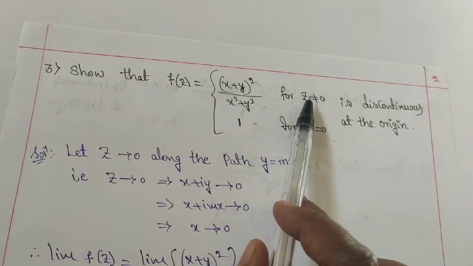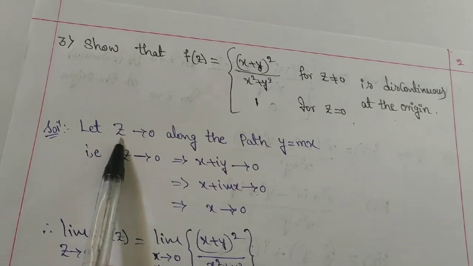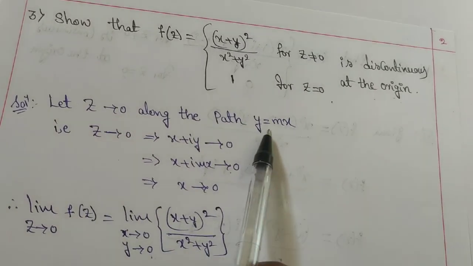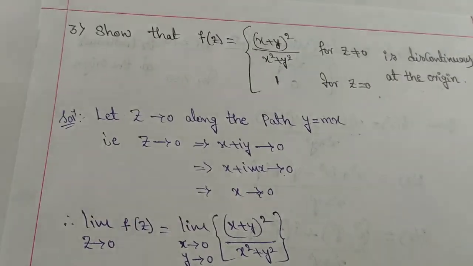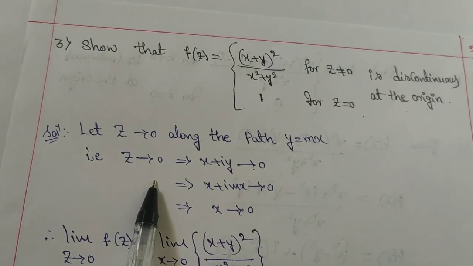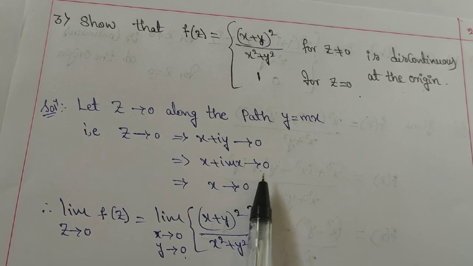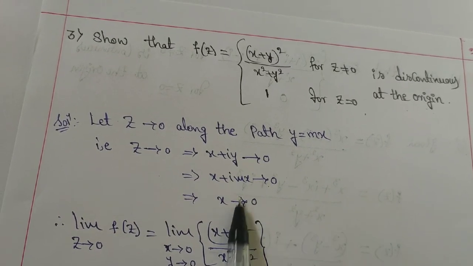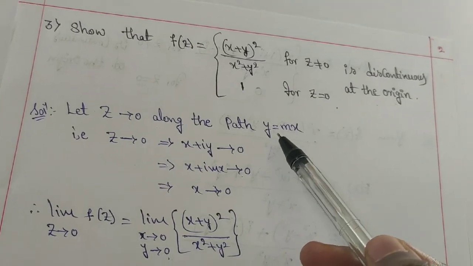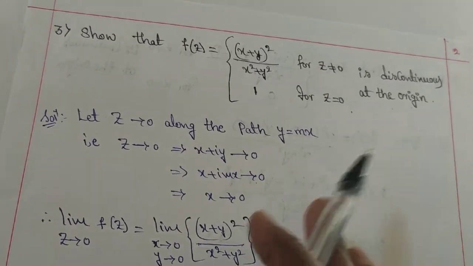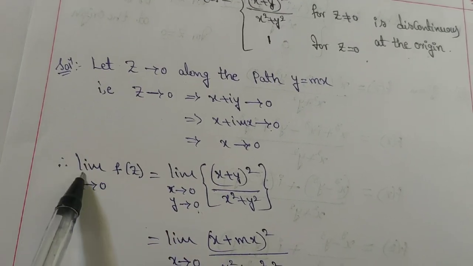Here also they gave z is not equal to 0. That means when we write z tending to 0, we have to consider the straight line y is equal to mx. Here also apply the same procedure like the previous problem. That means z tending to 0 implies x plus iy tending to 0. This implies x plus i mx tending to 0. Here also we write only x tending to 0 because we will apply the y value after that. Substitute these in the problem with the limit. Apply the limit for the function.